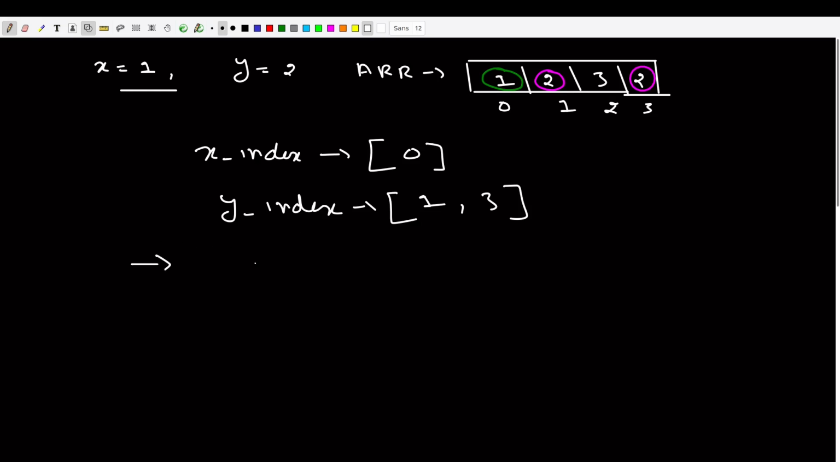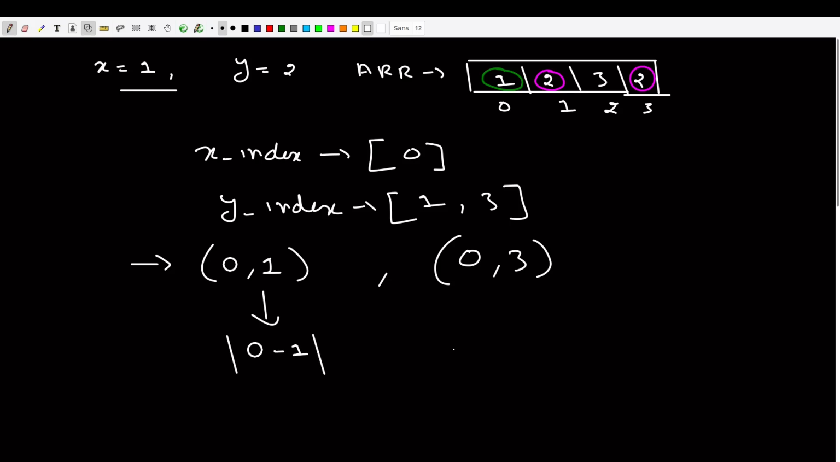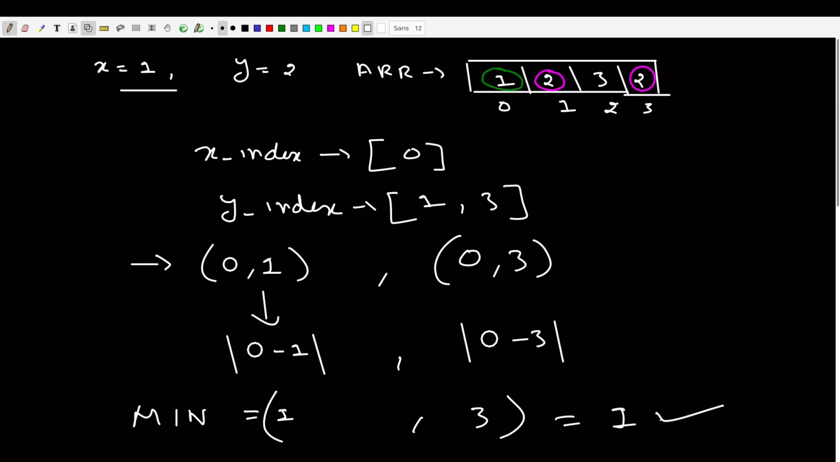So now the pairs which we'll get are 0 comma 1, and the other pair will be 0 comma 3. So these are the two pairs you will get, and the difference is the absolute difference: 0 minus 1 gives 1, and 0 minus 3 gives 3. The minimum of 1 and 3 is basically 1, right? So 1 is the answer, or 1 is the minimum distance. So that's about the problem statement. Now let us look at the solution.